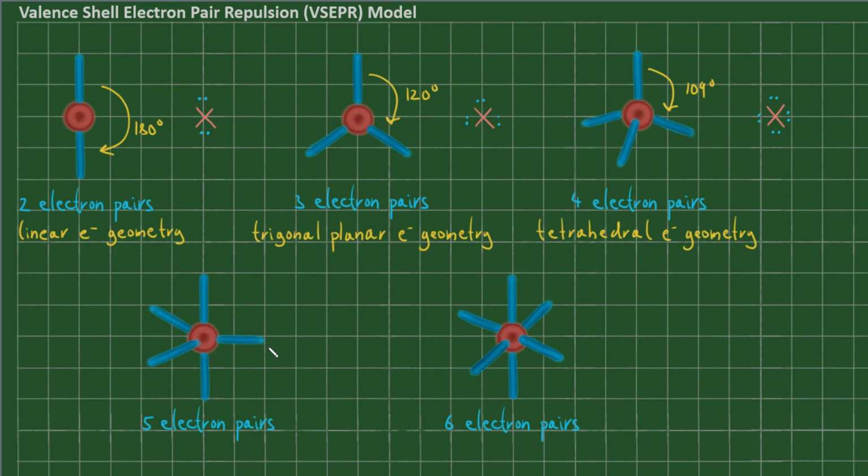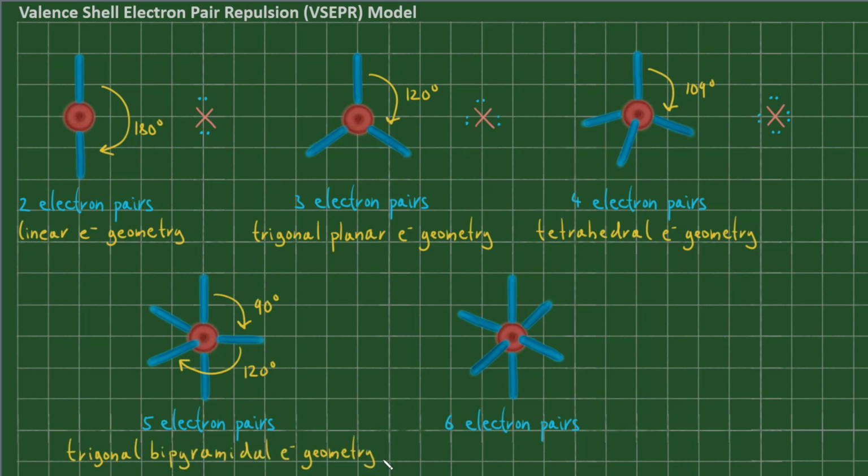And now we have 2 angles that we need to worry about. There is the angle between the axial pair and the equatorial pair. That one is 90 degrees. And then there is the angle between each equatorial pair. That angle is 120 degrees. This geometry is known as trigonal bipyramidal.